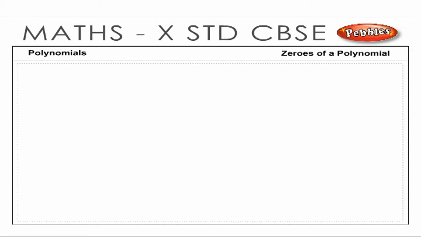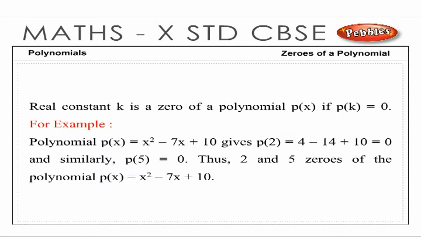Zeros of a polynomial. A real constant k is a zero of a polynomial p of x if p of k is equal to 0. For example, for the polynomial p of x equals x squared minus 7x plus 10, p of 2 is equal to 4 minus 14 plus 10, which is equal to 0. Similarly, p of 5 is equal to 0. Thus, 2 and 5 are zeros of the polynomial p of x equals x squared minus 7x plus 10.